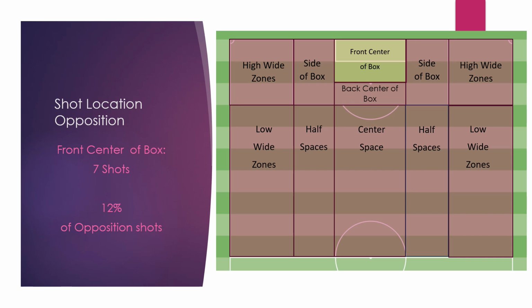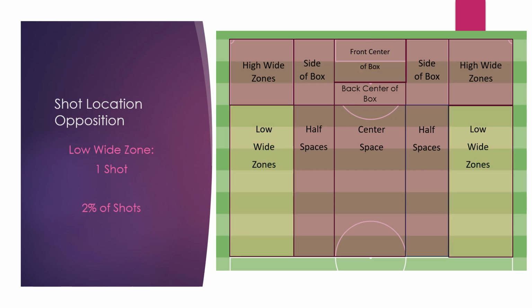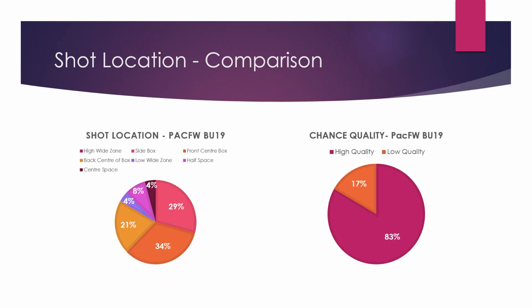And coming in fourth, finally, is the most dangerous area for us, and that's 7 shots or 12% of the opposition shots coming from that front center of the box. They had 1 shot from the low wide zones, or 2% of their shots. And they had 2 really low percentage shots from these high wide zones, 3% of the shots. So going back to that idea that the opposition is taking a 2-to-1 ratio of shots to ours, let's look at shot and chance quality.